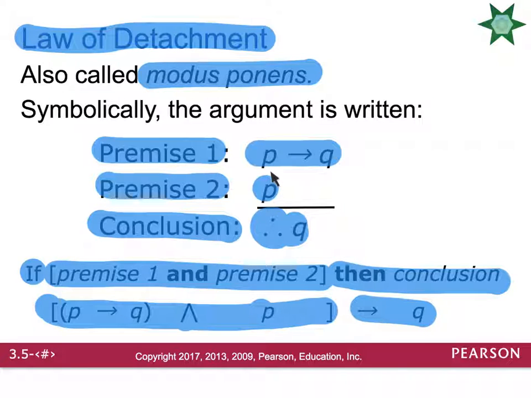Now think of our example with passing exam 2 and passing the class. My premise 1 would be if you pass exam 2, then you pass the class. Premise 2 says you passed exam 2. Therefore, you must have passed the class, because I said if you pass exam 2, then you have to pass the class. Do you see how this makes sense logically? This law of detachment is always a valid argument.